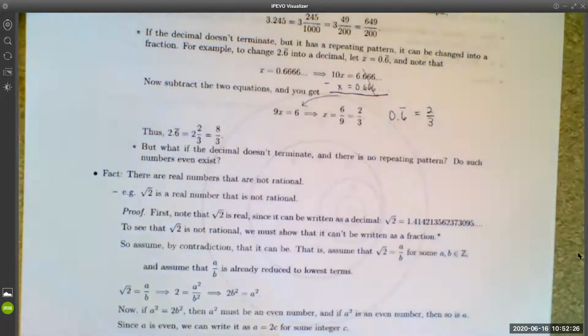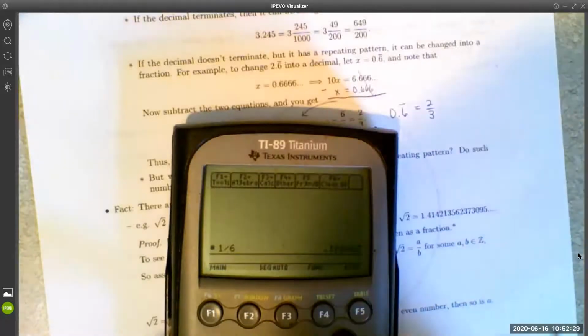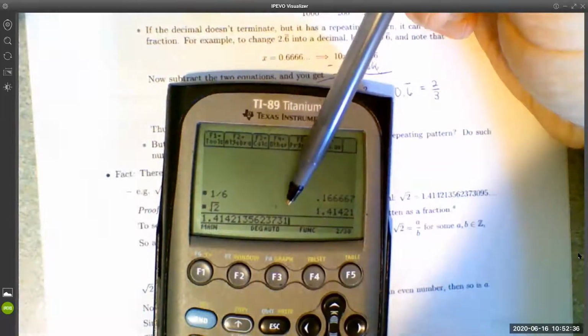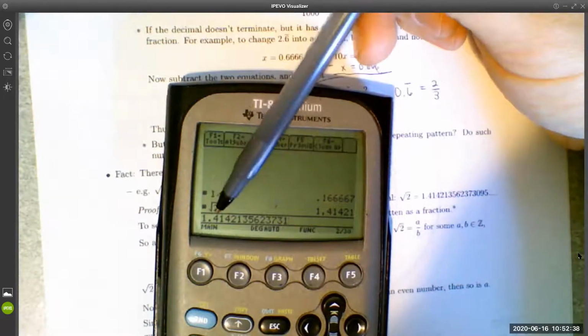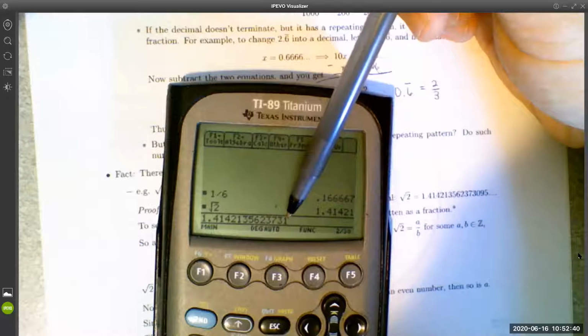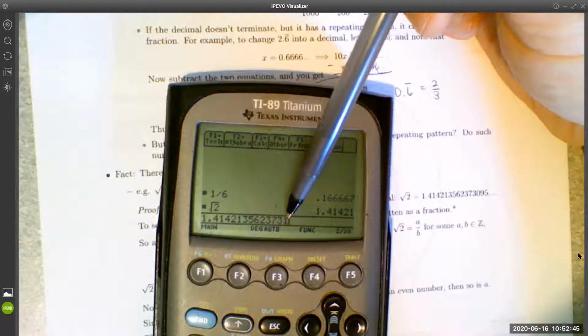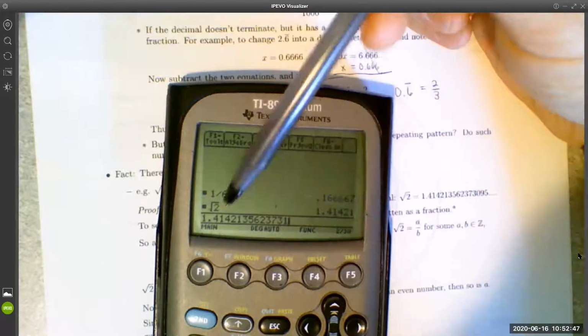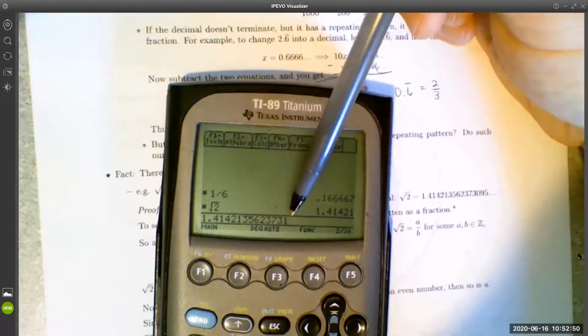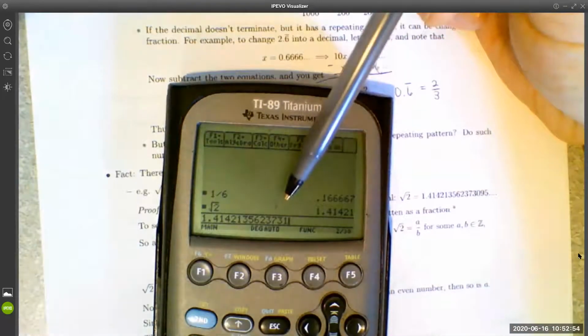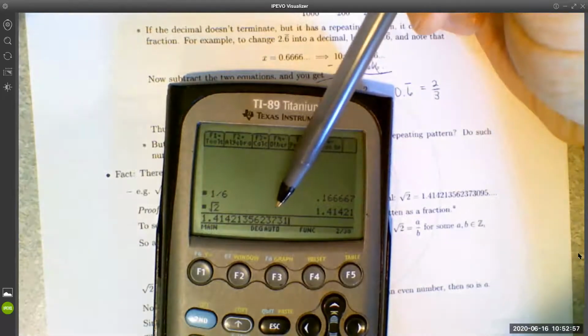If you plug the square root of 2 into your calculator, then you get this number, and it has a whole bunch of digits. Now my calculator stops at, I think, 10 digits. Your calculator might go further, but this number goes on and on and on forever, and there's no repeating pattern here, okay? So now that doesn't necessarily mean that it can't be rewritten as a fraction. Maybe there's a clever way to do it, right?